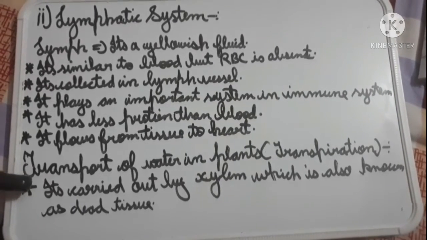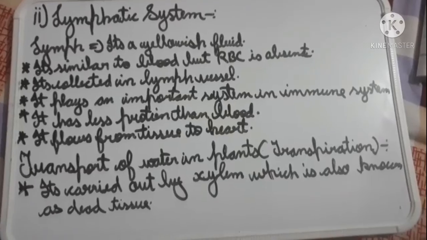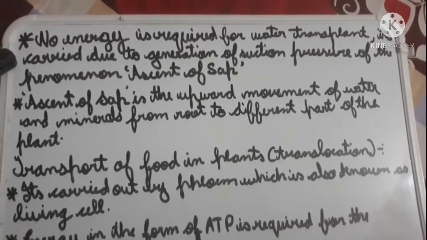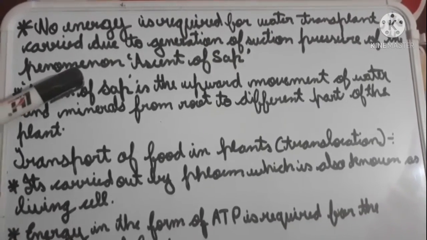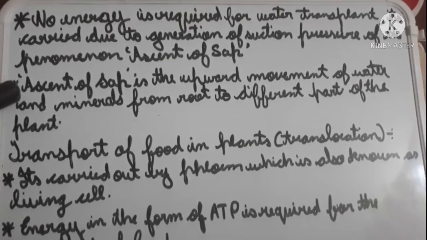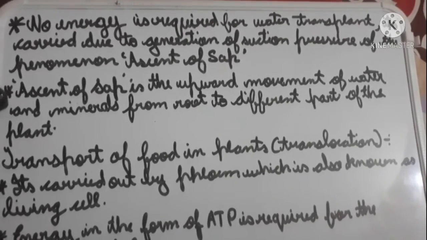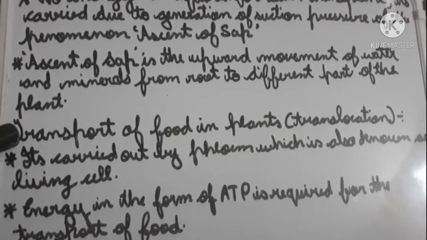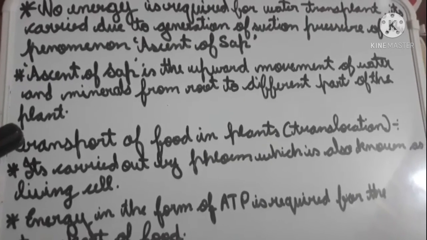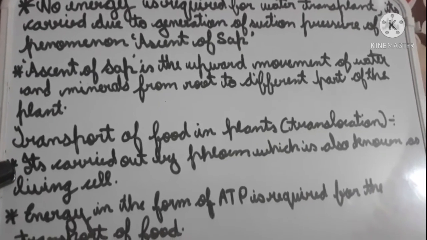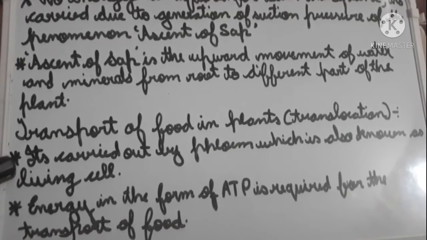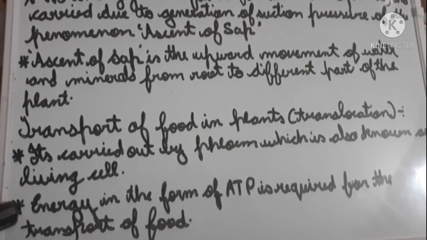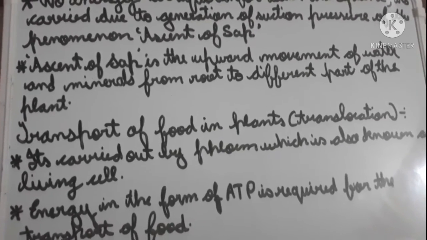Now, let's learn about transport of water in plants, that is transpiration. It's carried out by xylem, which is also known as dead tissue. No energy is required for water transport because it's carried due to suction pressure, a phenomenon known as ascent of sap. Ascent of sap is the upward movement of water and minerals from root to different parts of the plant. Transport of food in plants, that is translocation, is carried out by phloem, which is living tissue. Energy, in the form of ATP, is required for the transport of food in plants.